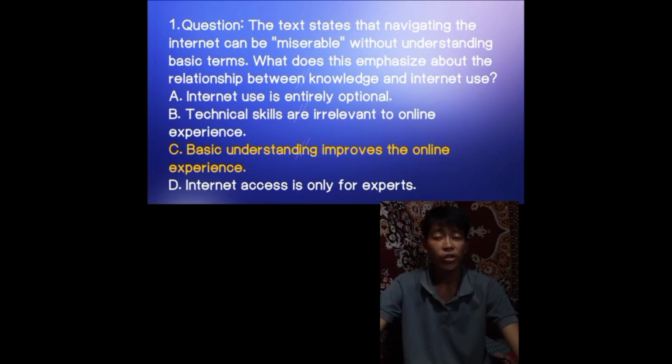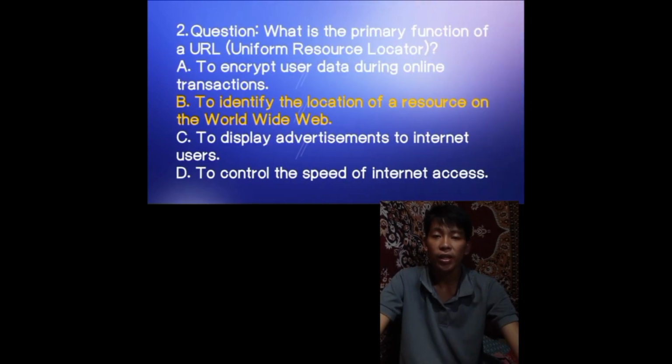The answer for the question number 1 is letter C. Basic understanding improves the online experience. So this statement directly implies that processing basic knowledge enhances the user's internet experience. The correct answer for number 2 is letter B. To identify the location of a resource on the World Wide Web. So its complexity defines a URL as the global address of documents and other resources on the World Wide Web.